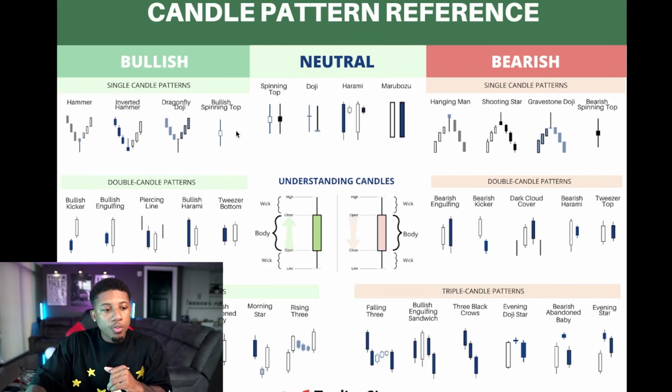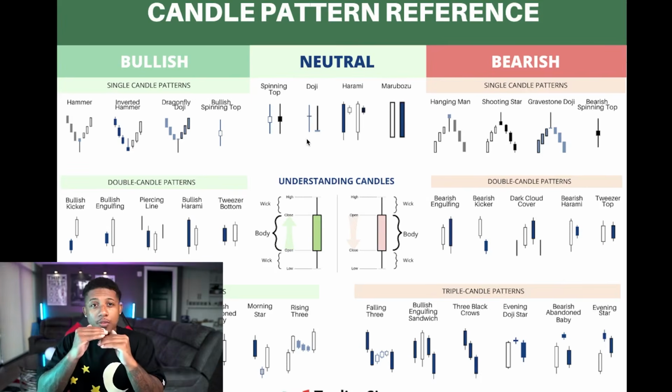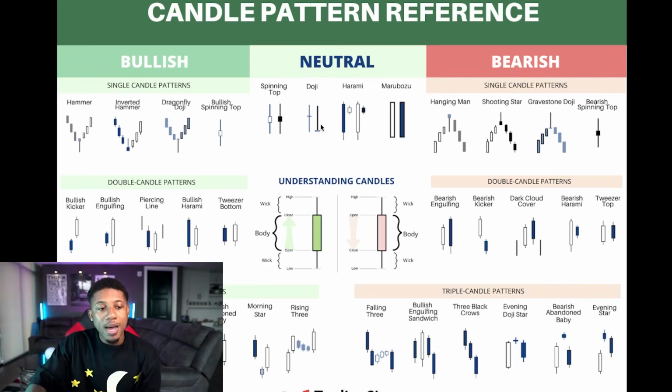Then we have some spinning tops. So neutral, okay? A Doji candle is going to be one of those ones you're going to see very often. However, when you guys see this candlestick that looks like a cross, it's a very small body closing somewhere in the middle. This is an indecision candle. It's basically telling you, hey, we don't know who's in control, so you want to wait until the next candle prints to get a better idea of who is in control.